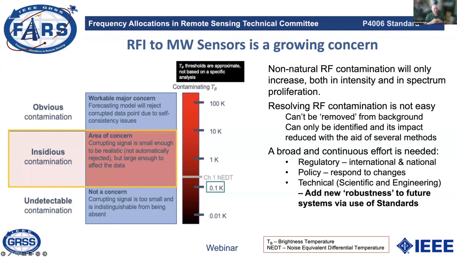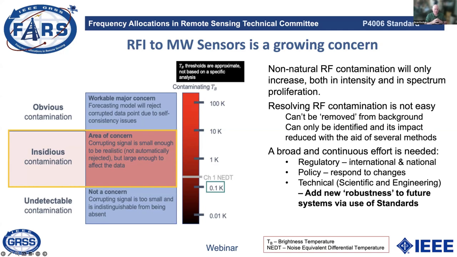The next, or I should say the most obvious one, obvious contamination, is where we get enough anthropogenic energy that it's obviously wrong, and we can throw the data out. It's a problem. We know it's a problem, but the problem is that we now have no data from that area. We had obvious contamination. We threw the contaminated data away, but now we have nothing left. And so we are not getting a measurement in that area due to the contamination. That's the obvious contamination one. And we've lived with that, as you saw earlier, for a long time. And we work with that.